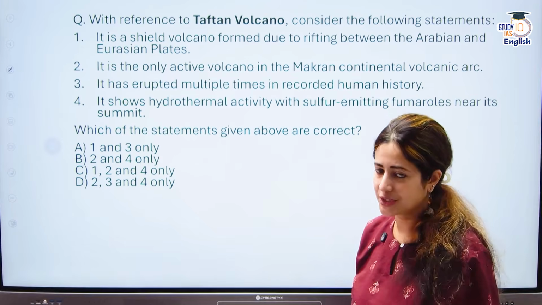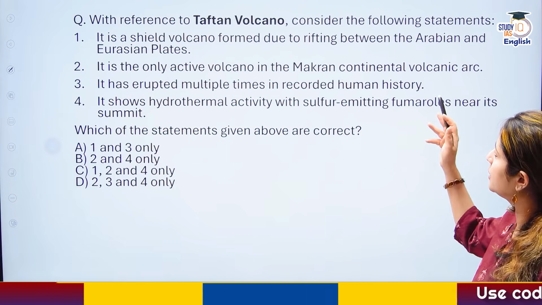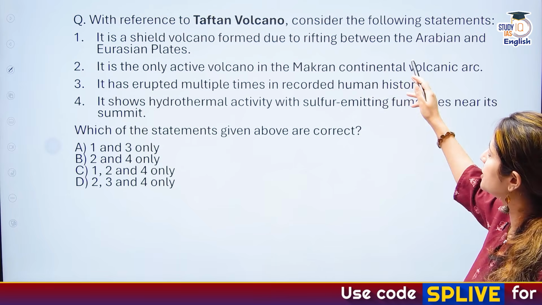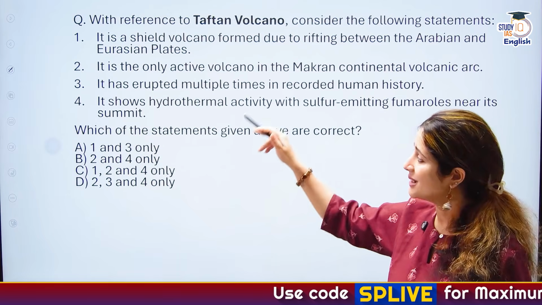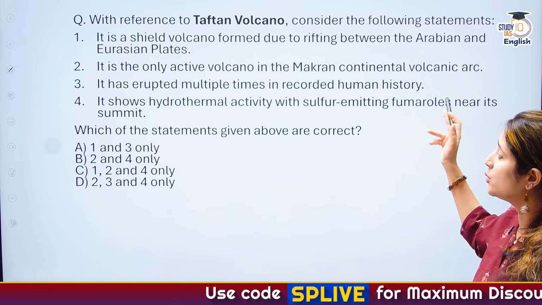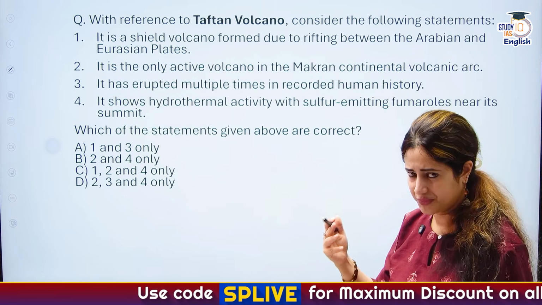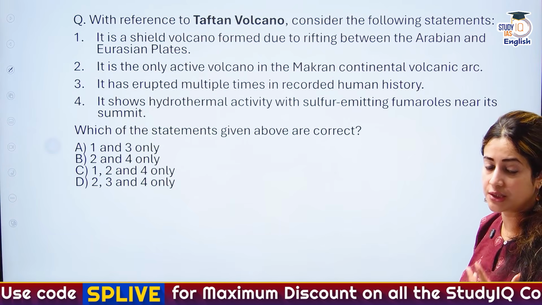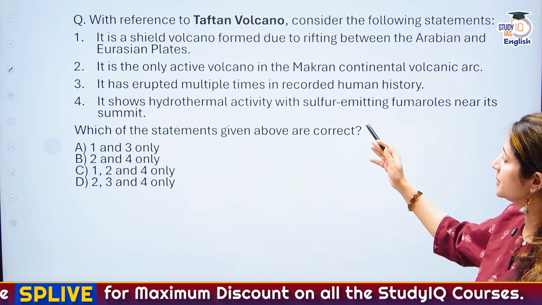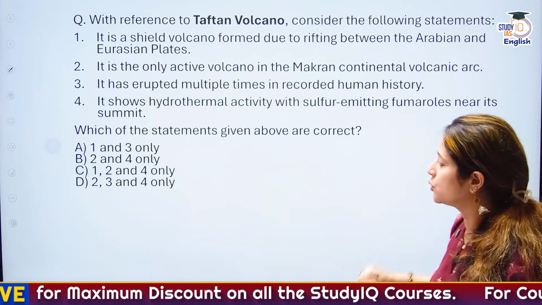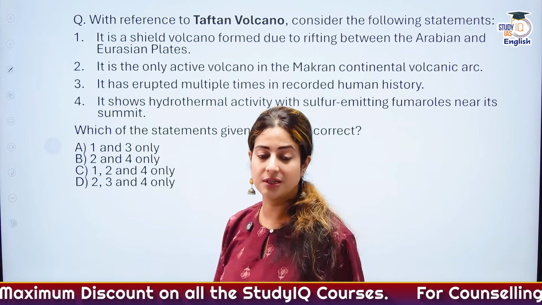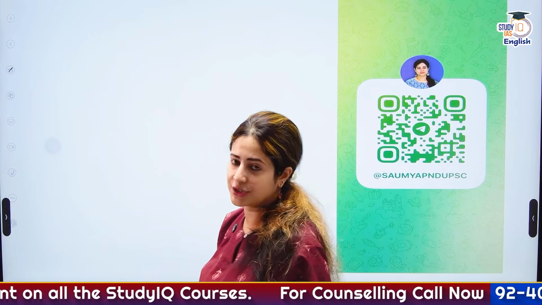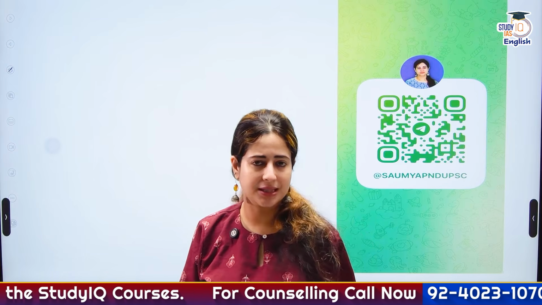And our quick practice question here with reference to Taftan volcano, look at these statements. One, it is a shield volcano that is formed due to rifting between Arabian and Eurasian plates. Second, it's the only active volcano in the Makran continental volcanic arc. And three, it has erupted multiple times in recorded human history. And last, it shows hydrothermal activity, sulfur-emitting fumaroles near its summit. Now, which of these statements do you think are valid? You can suggest your answer in the comment box. You can also provide it in any lecture in the comment box, and I shall understand whether you have a doubt or not.